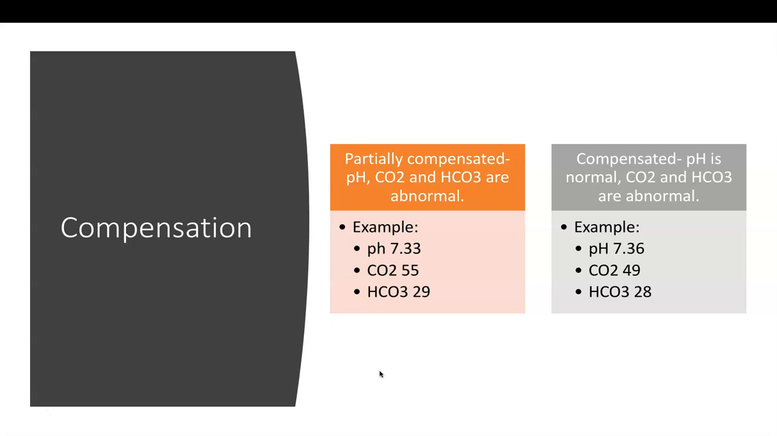patients. The pH, CO2, and bicarb are all abnormal. If they're compensated, the pH is normal, but the CO2 and the bicarb are abnormal. So here are examples. When we have a patient who is partially compensated, all three of these are abnormal. So if all three of them are abnormal, how am I going to know where I'm going with this?